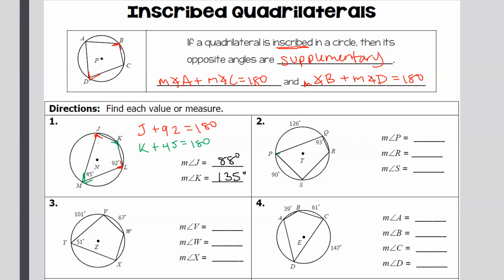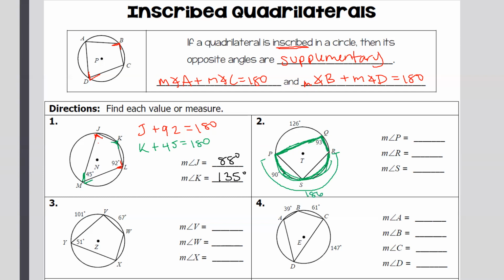So I'm looking right here at the one angle that I do know, angle Q. That's 93 degrees. It's an inscribed angle because its vertex is on the circle. And the arc inside of it is this entire green arc. Okay, so the angle is half of the arc. So if I do 93 times 2, that tells me that this entire green arc is 186 degrees.